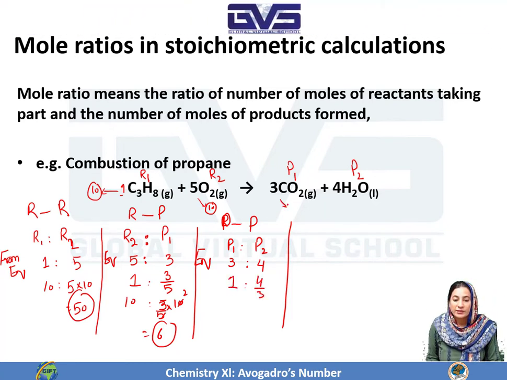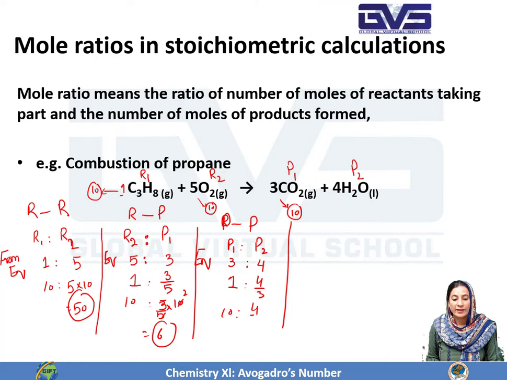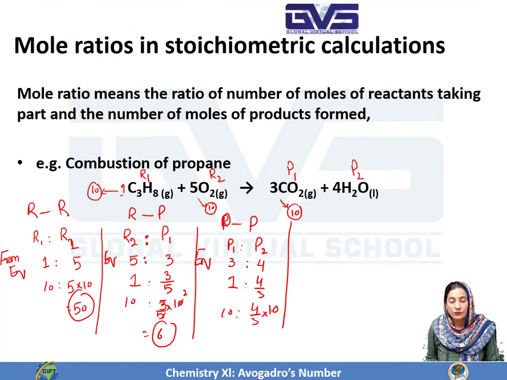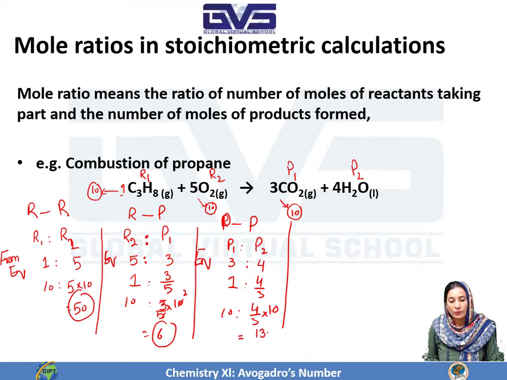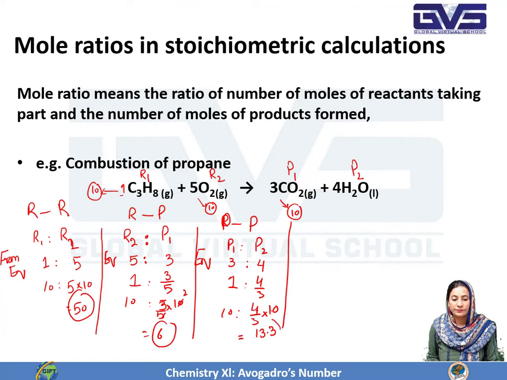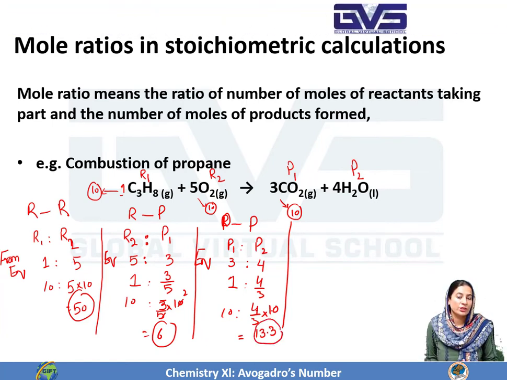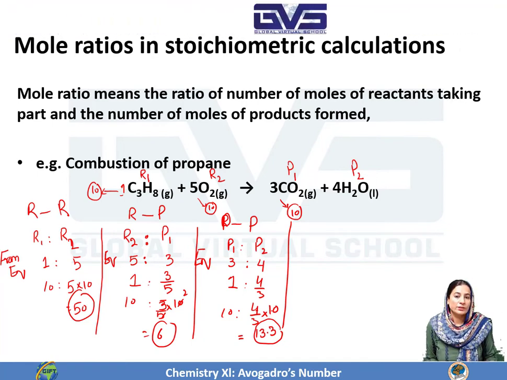If I increase this to 10, then how many moles of H2O will there be? 4 by 3 into 10. 10 multiplied by 4 is 40, divided by 3, then we have the answer 13.3 moles.